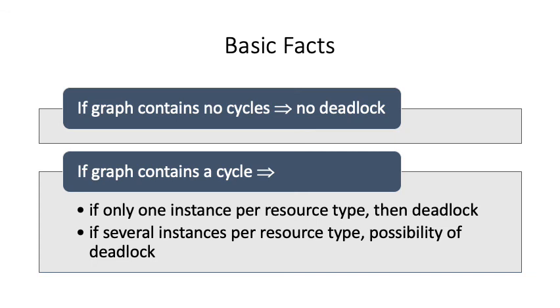The basic facts that you must understand about the resource allocation graph are these: if a graph contains no cycle, there is no deadlock. But if a graph contains a cycle, then you must check. If there is only one instance, then there is a deadlock. But if there are several instances within that cycle, there is a possibility of a deadlock, but it is not definite. So this is how we read the resource allocation graph to determine whether there is a deadlock or no deadlock in the model.